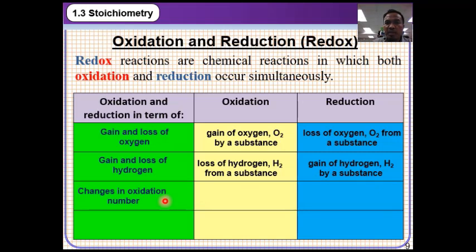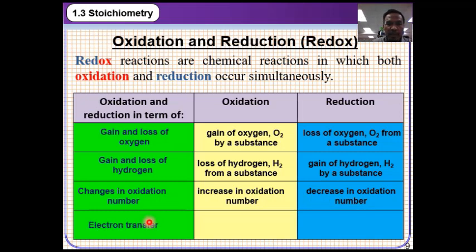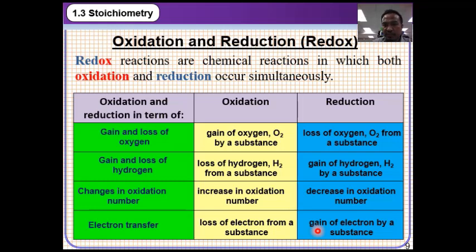And we have the explanation about oxidation and reduction in terms of changes in oxidation number. Based on oxidation number, oxidation is an increase in oxidation number, while reduction is a decrease in oxidation number. And then we have oxidation and reduction in terms of electron transfer. Oxidation is the loss of electrons from the substance, and reduction is gain of electrons by the substance.